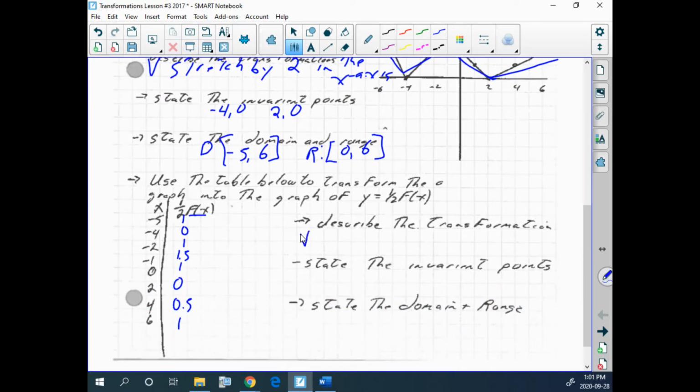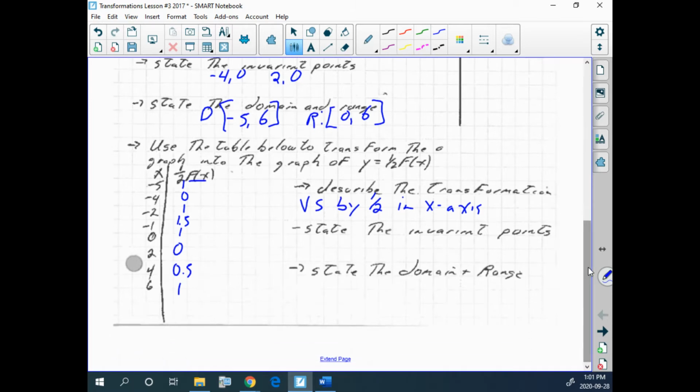So the transformation is a vertical stretch by a factor of 1/2, and again, it's in the x-axis. Because we can stretch it around any line that we want, but by curriculum we are only going to stretch it around the x-axis, as we talked about with reflection. Our invariant points again are (-4, 0) and (2, 0). The domain stayed the same, -5 to 6. The range became 0 to 1.5.